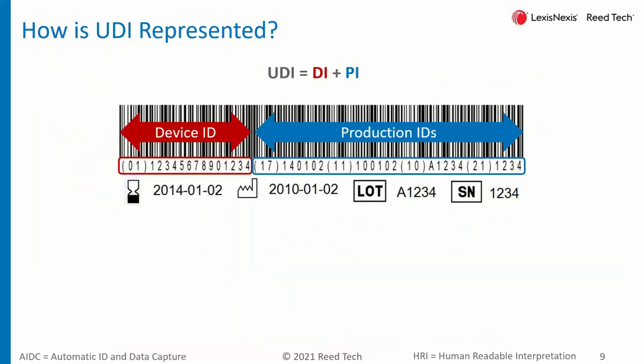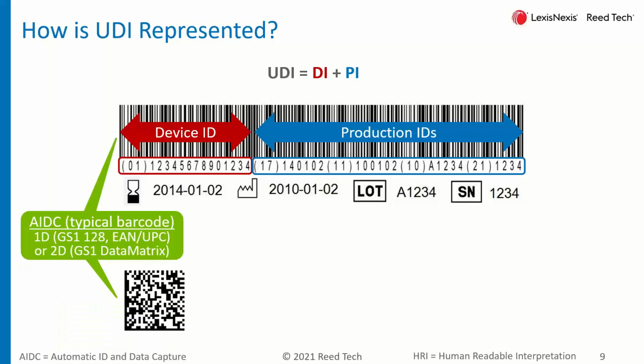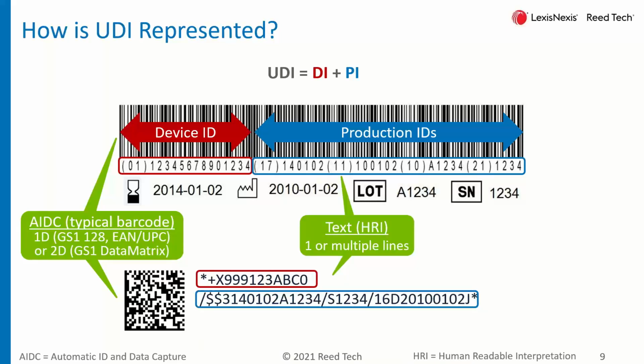Now, how you actually present this information, most of the time you'll see that in a linear barcode. So the full UDI device ID in red and the production ID in blue. But you might also see it in a two-dimensional matrix, and that is certainly acceptable. Standards allow that. There is a requirement that the text that is encoded in that barcode also be presented in human readable form. So you can see it on a single line, or it can be on multiple lines.